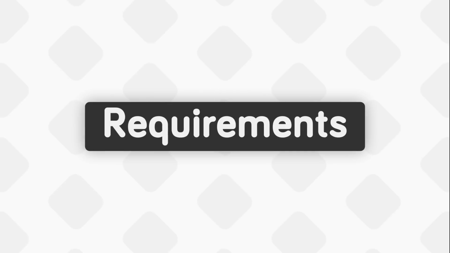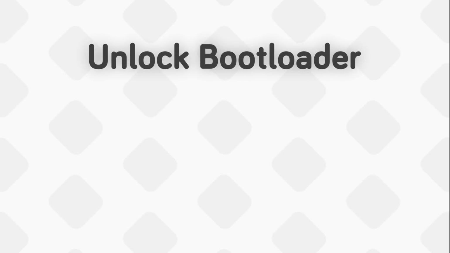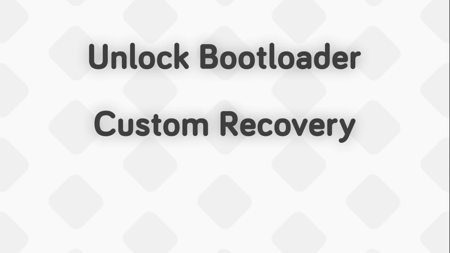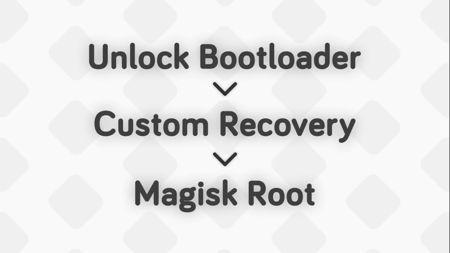So let's see what all the requirements are in order to root your phone. First thing you will need to do is unlock your bootloader. Then you will need to install a custom recovery on your phone. Unlocking a bootloader allows us to flash a custom recovery, and installing a custom recovery allows us to flash Magisk to root our phone. This is the basic process we need to follow for most of the phones, except for the phones with a locked bootloader that cannot be unlocked.